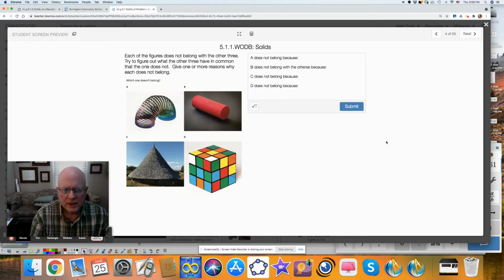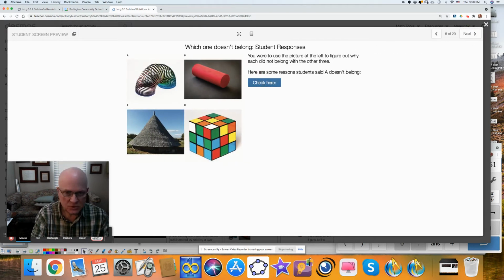This first page is Which One Doesn't Belong, and this is where you get to exercise your understanding of differences between shapes. So this is not only what do you notice and wonder, but how do you compare the different things. Each one does not belong with the others for a reason. On the next page, I actually give you some student ideas. So some students said A is the only one that can bend or move.